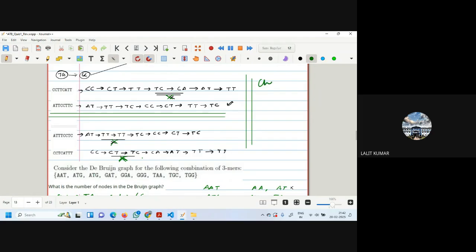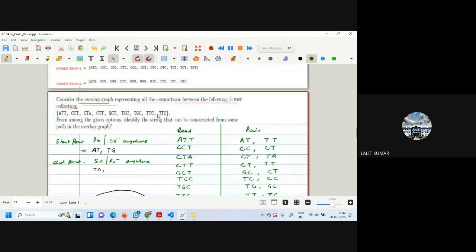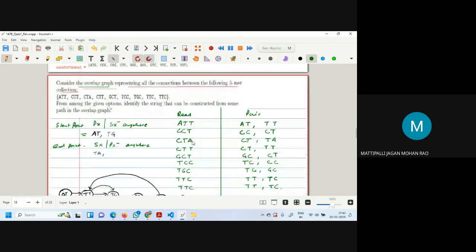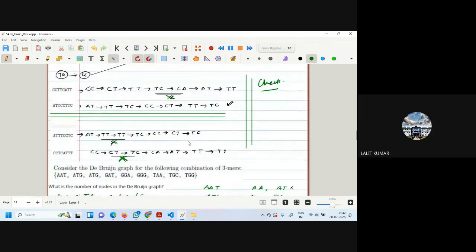So what I did today is that I followed the de Bruijn path, and from the de Bruijn path I found the answer. Sometimes we can apply the de Bruijn graph and find the answer, and the same answer will be applicable for the overlapping graph also. So this is much more efficient. Here I did it your way. I found a k-mer which is not there.